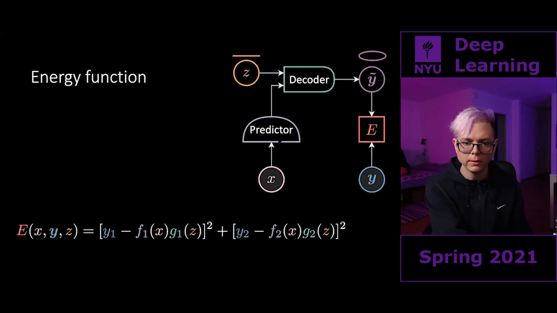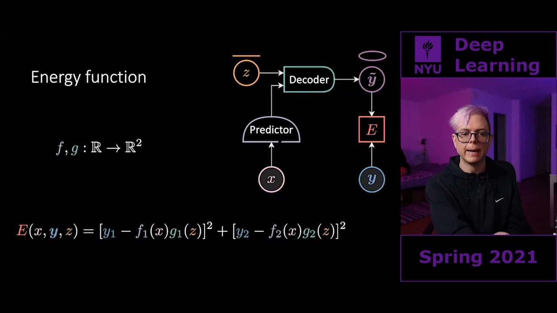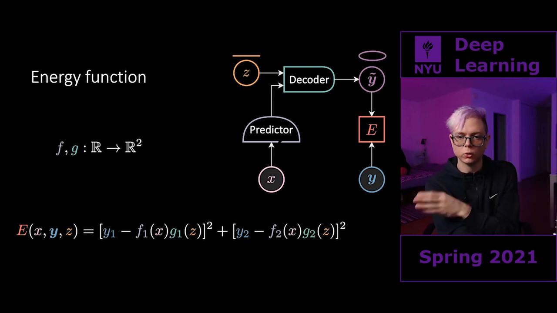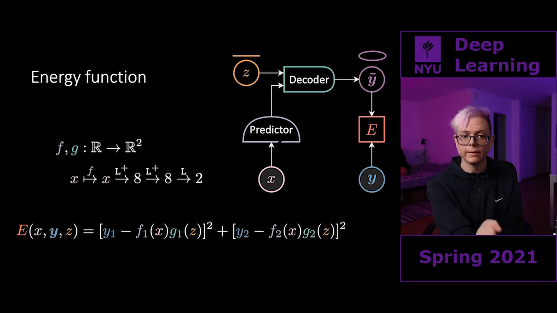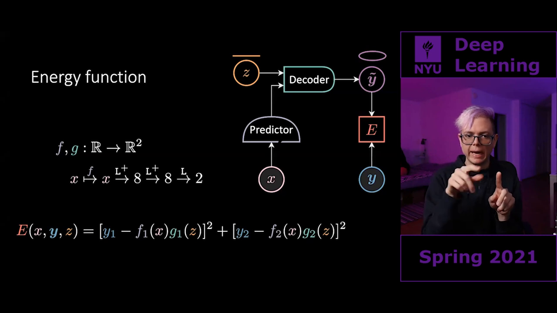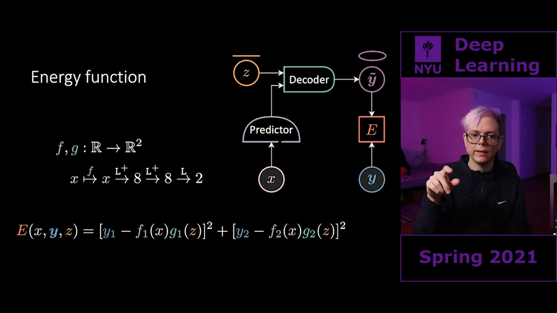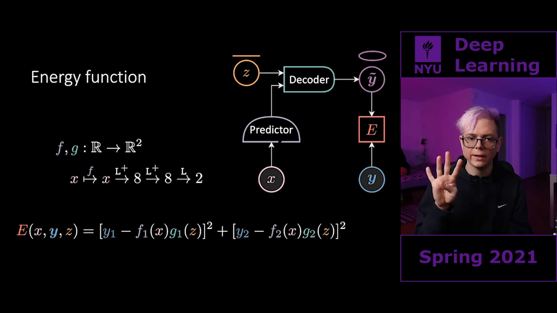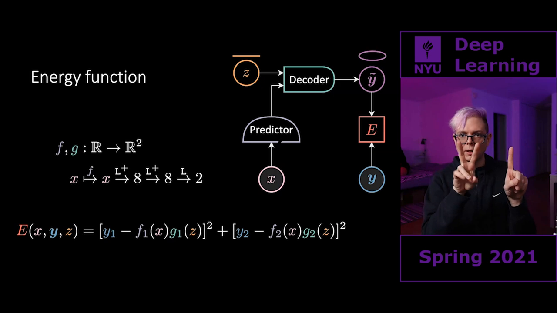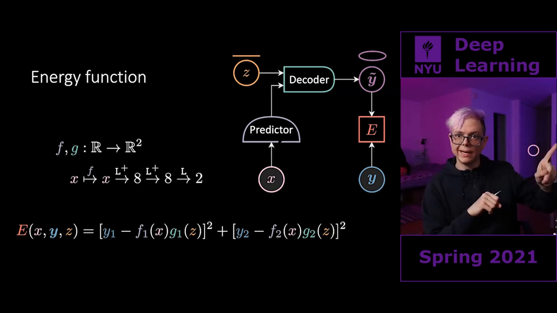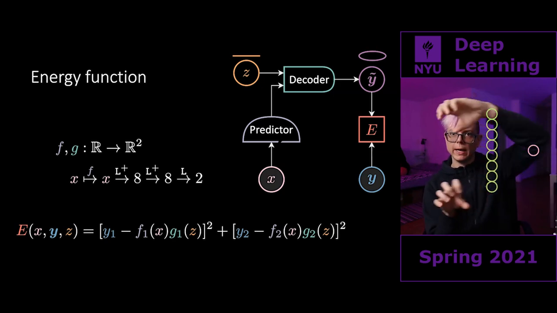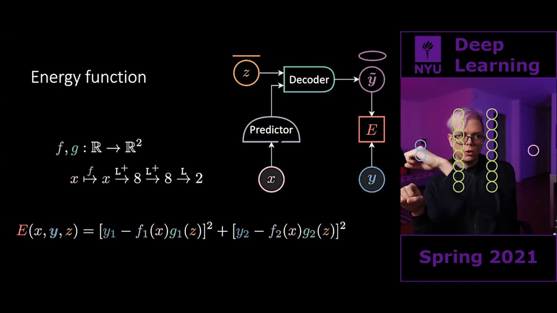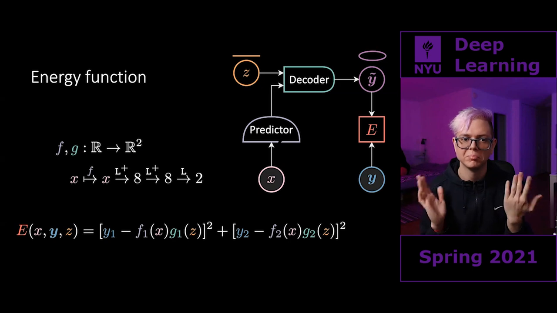So what are the f1 and g1 and f2 and g2? The f and g's are functions that map a scalar r, be it x or z, to the 2D space, right? R2, the plane. X is mapped through f to a neural network, which is x with a ReLU linear layer to 8 units, another linear layer with 8 units and ReLU, and finally a last linear layer with 2, right? So my architecture has 4 layers: input, 2 hidden, 1 output. It goes from x, which is a scalar, 1 dimensional, to 8 hidden with ReLU, 8 hidden with ReLU, and then 2 output values. No non-linearity at the end. So this is my simple tiny network.